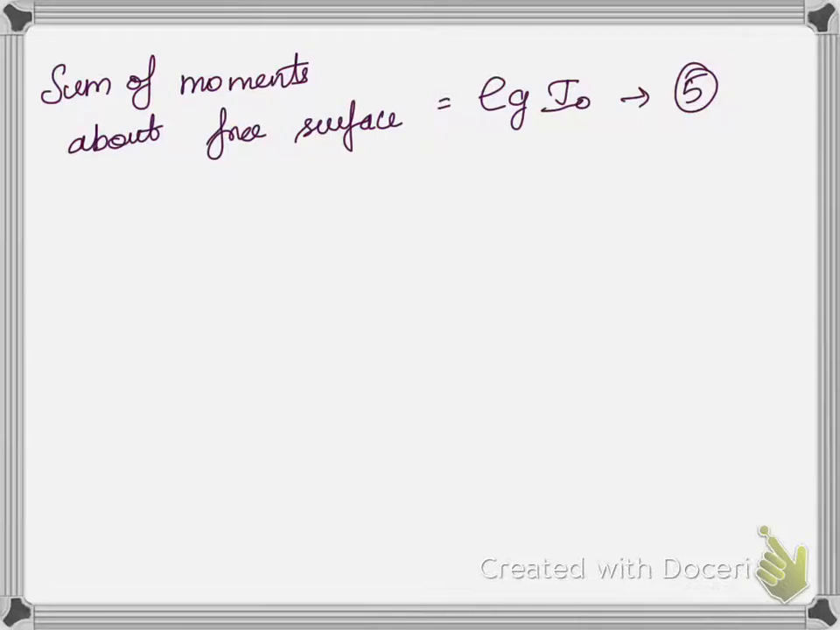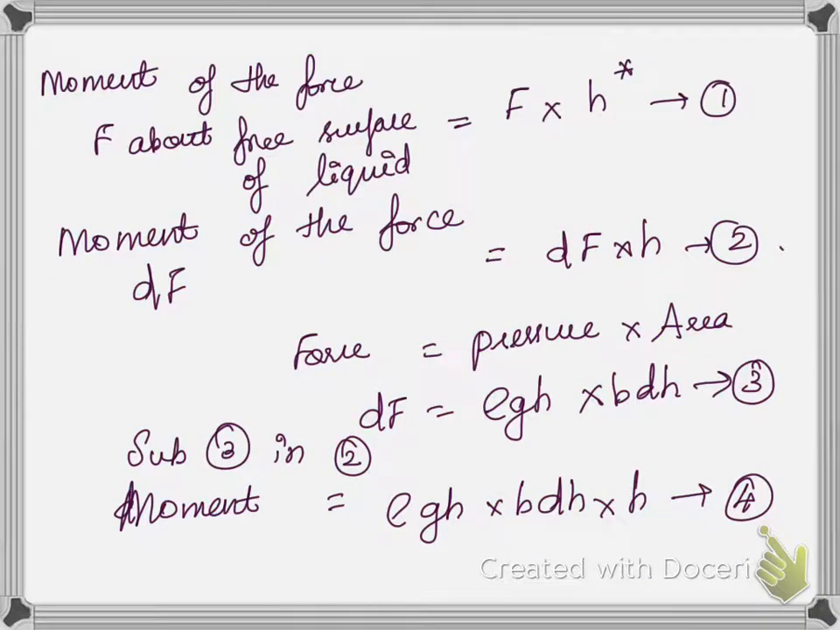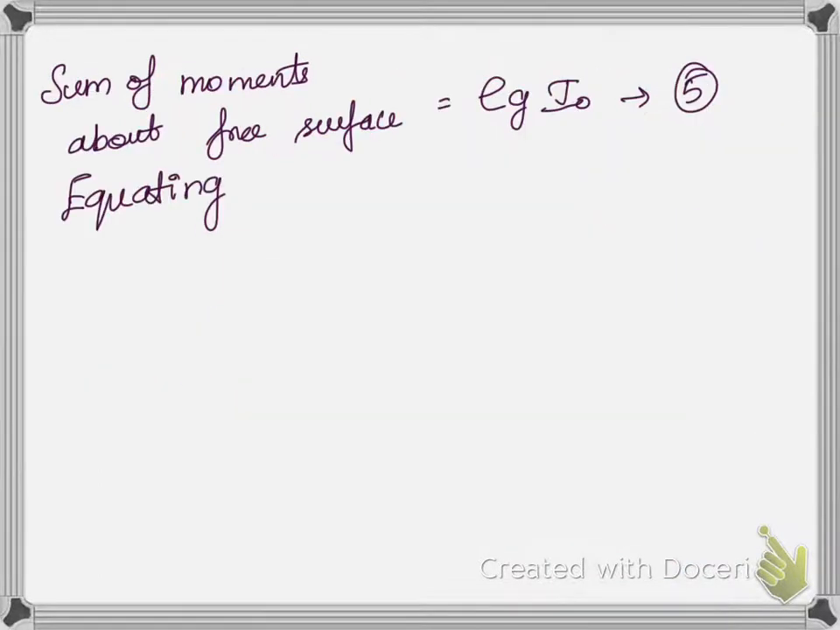Okay, so I can equate. This is the principle of moments, the one we are going to use. So what is our principle of moments? Moment of force about any point is equal to the algebraic sum of the moments. I have calculated the moment of force separately, which is F into H star, and I have calculated the sum of the moments of the forces, rho G I naught. So I am going to equate these two as per the principle of moments.